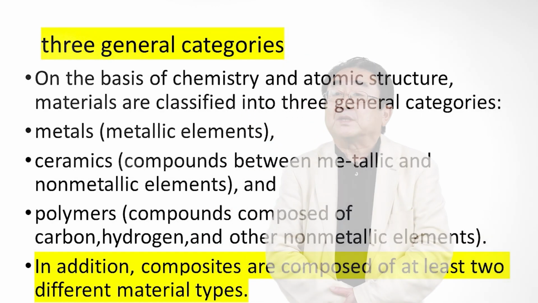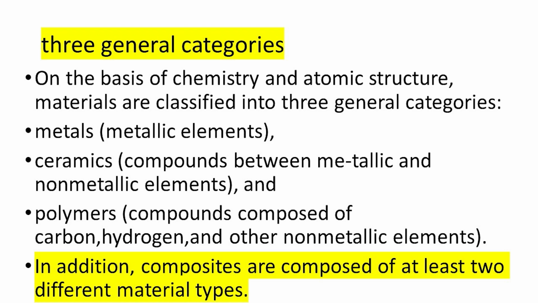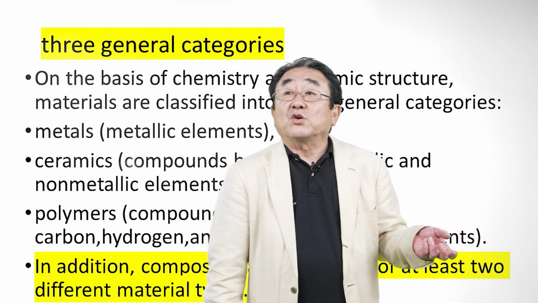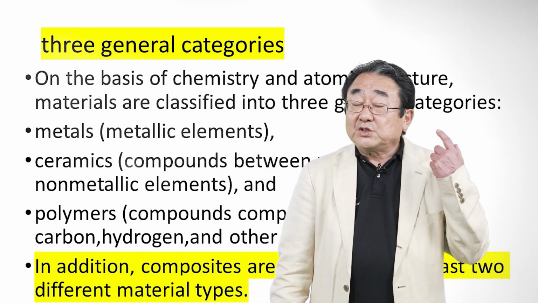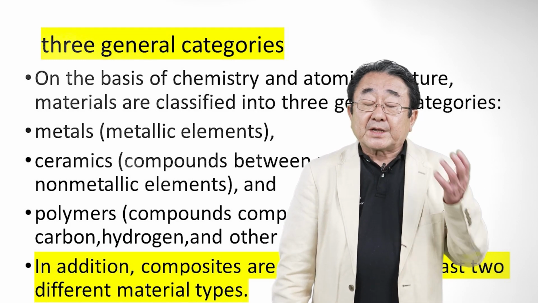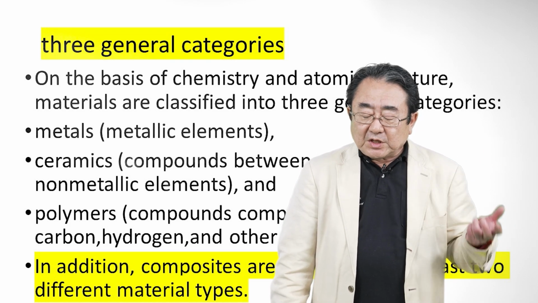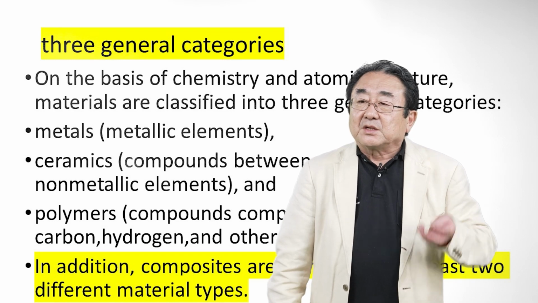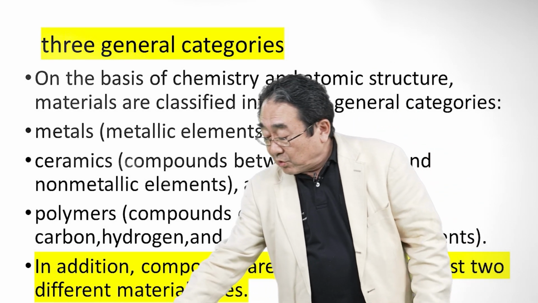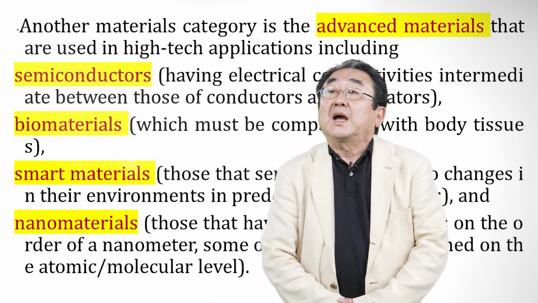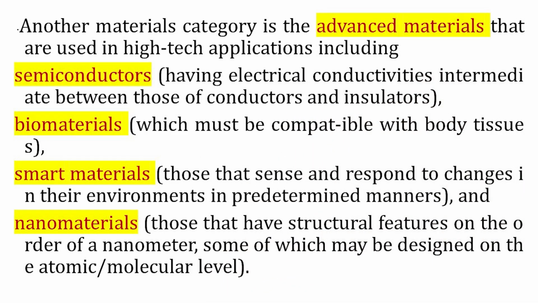3 general categories: metal, ceramic, polymer, plus composites, which are composed of at least 2 different material types. So 3 plus 1. Please remember in the material science and engineering field, 3 plus 1. Metal, ceramic, polymer, and composite. And advanced materials: semiconductors, biomaterials, smart materials, and nanomaterials.